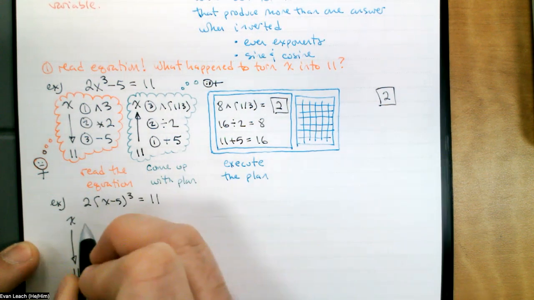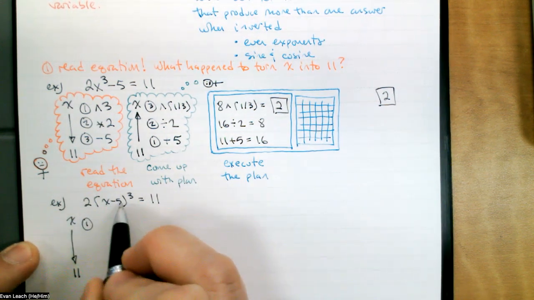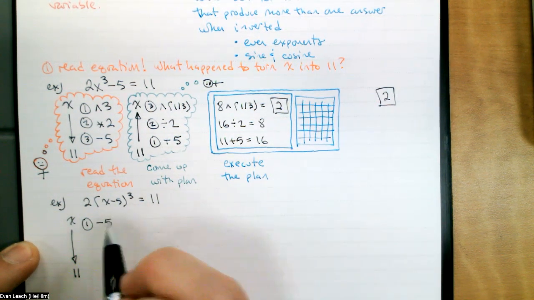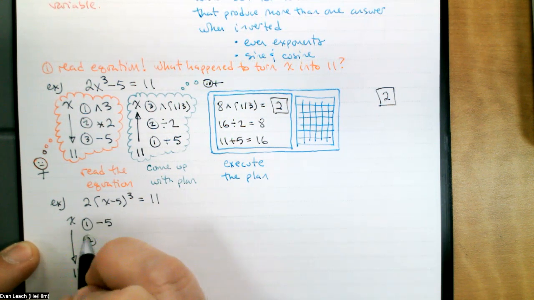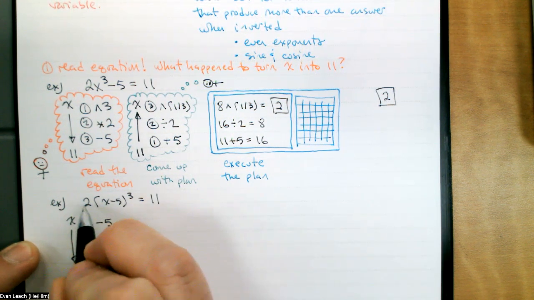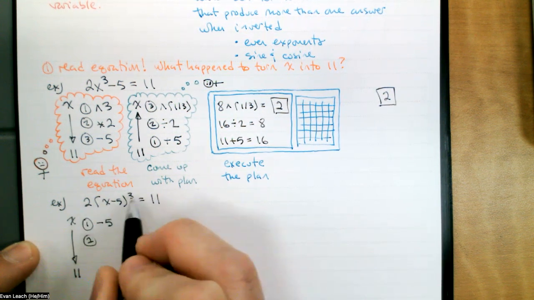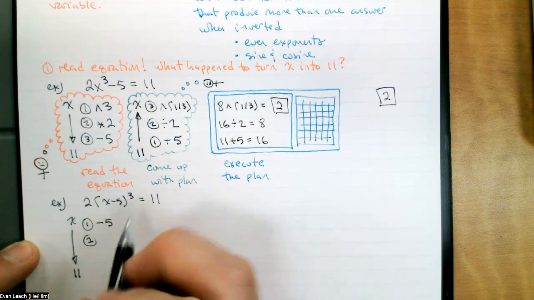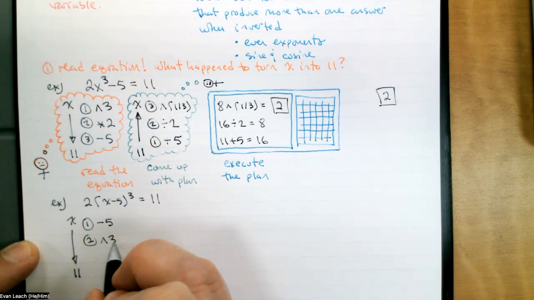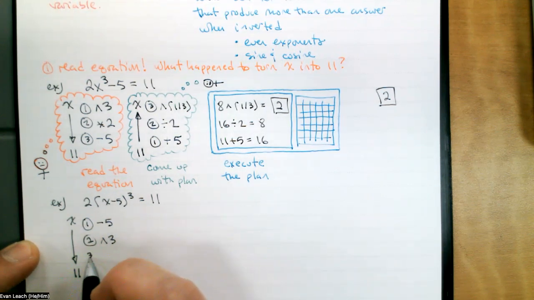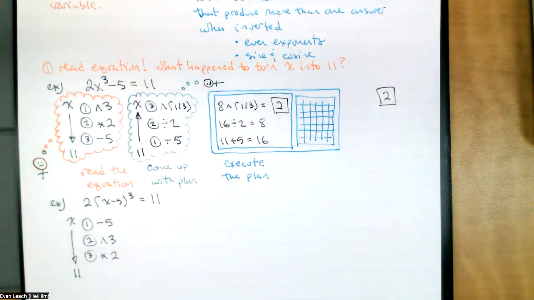Let's read our equation. The first thing that happens to x is we subtract 5. Then the next operation, once we subtracted 5, I've got times 2 and a 3rd power. Now order of operations comes into play. Repeated multiplication goes first, so to the 3rd power. And then third, we've multiplied by 2. There we are, reading the equation. Once again, this is taking place in our mind, thinking this.